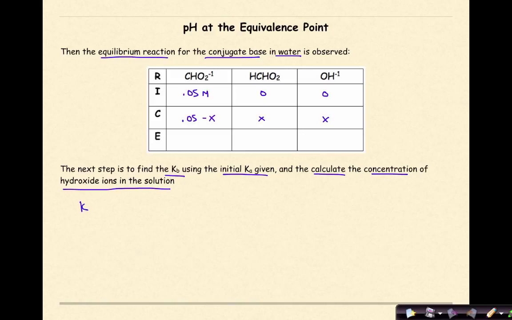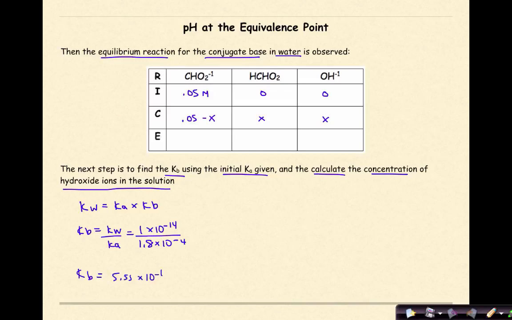So we know that Kw is equal to Ka times Kb. So if we rearrange this, Kb is going to equal Kw over Ka. So we're going to have 1 times 10 to the negative 14 all over 1.8 times 10 to the negative 4. That was our original Ka that we started with. So now we have a Kb that is equal to 5.55 times 10 to the negative 11.